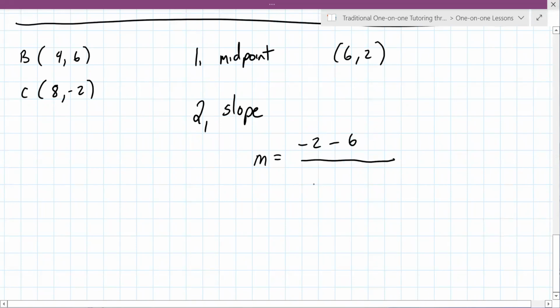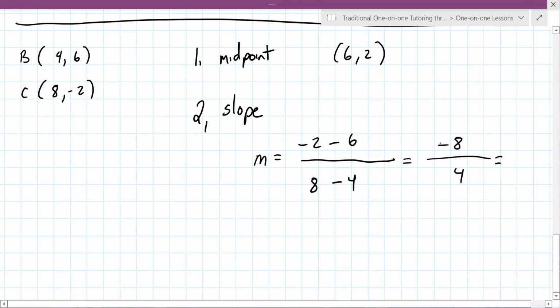-2 minus 6 over 8 minus 4. Is this what you wrote down? Yeah. Okay, so what is -2 minus 6? -8 over 4. Okay, does that reduce? Yes. What does it reduce to? It reduces to 2, so 2.